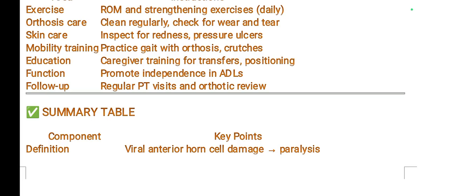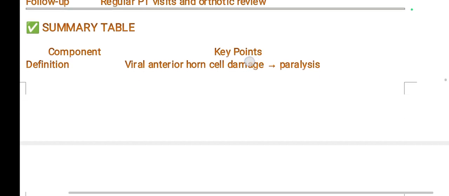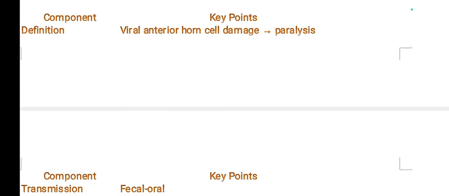Mobility training: practice gait with orthosis and crutches. Education: caregiver training for transfers, positioning. Function: promote independence in ADL. Follow up with regular PT visits and orthotic review. So let's summarize what we have discussed in the entire 6 minutes.